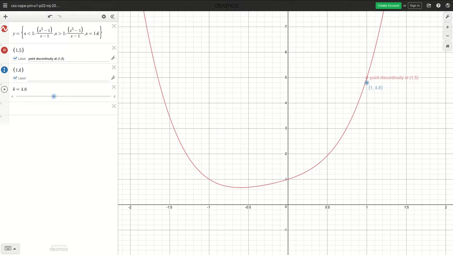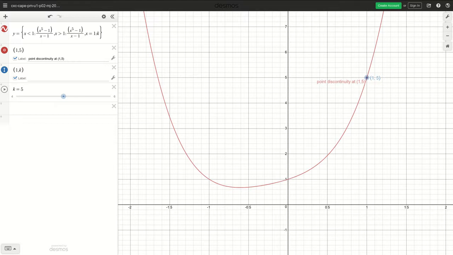So if we go a little bit over 5, 5.2, again it doesn't fill the hole, but if we set it equal to 5, we see that the hole seems to be filled. So intuitively, k equal 5 seems to be our answer.